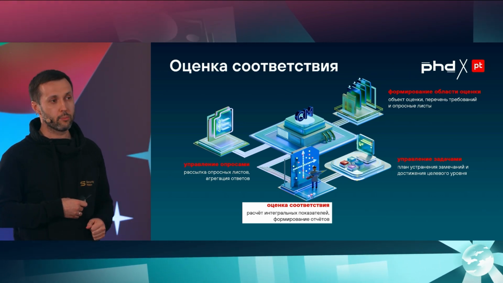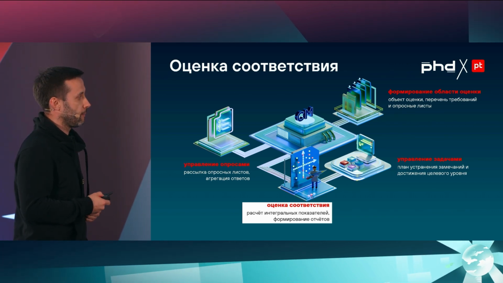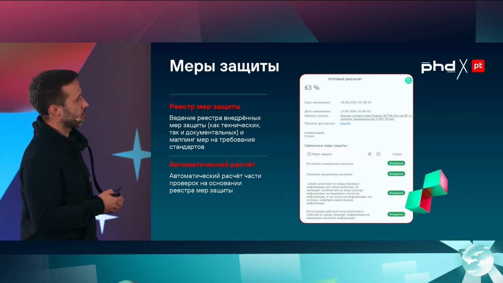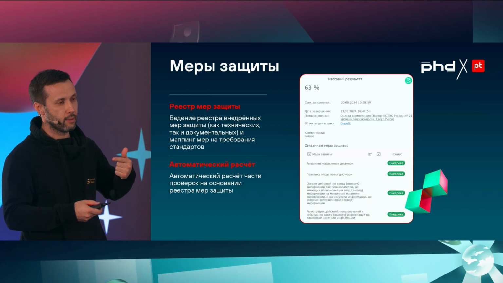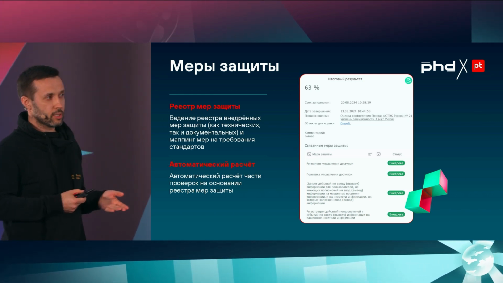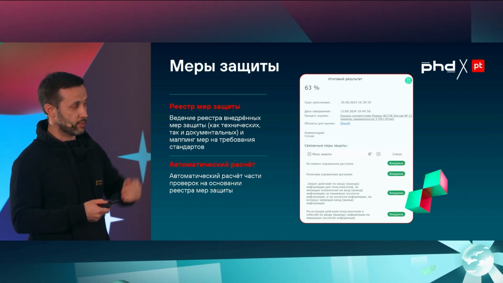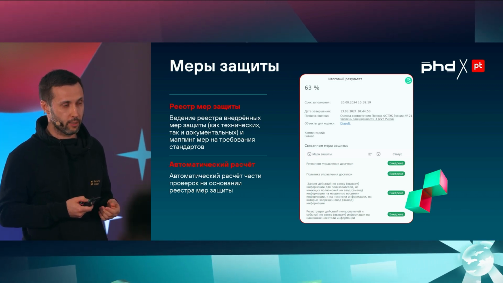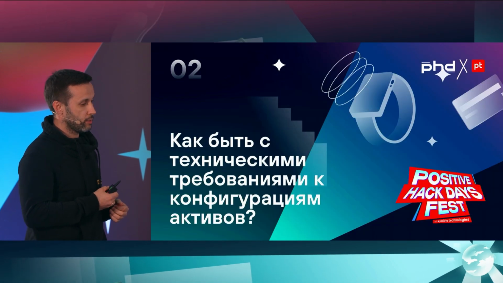However, the compliance assessment stage, to my point of view, is the most labor-intensive and difficult from the point of view of this process. And what are the best practices here? First of all, if the company was able to build a registry of implemented protection measures and map them to specific documentary requirements against which the assessment is conducted, then even if you use Excel, some of the requirements can easily be calculated by putting specific check marks. But what is to be done with other requirements, technical requirements, configuration of assets?